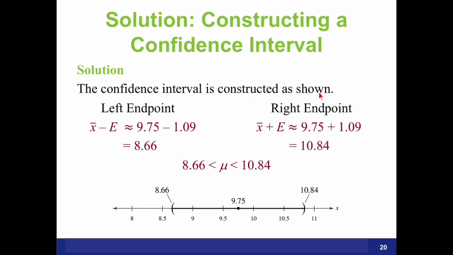Then, to build the confidence interval, we just subtract and add the margin of error from the point estimate of the mean. So we get this interval that we can graph like that.